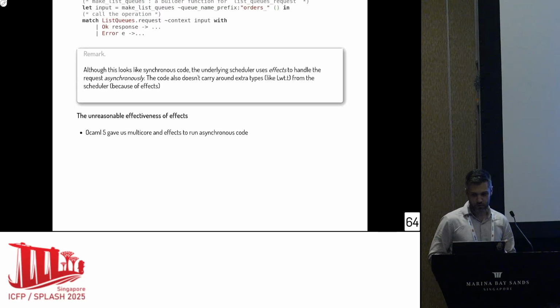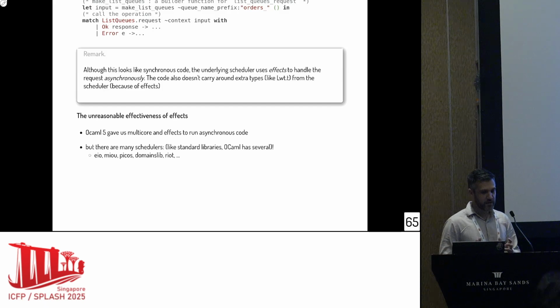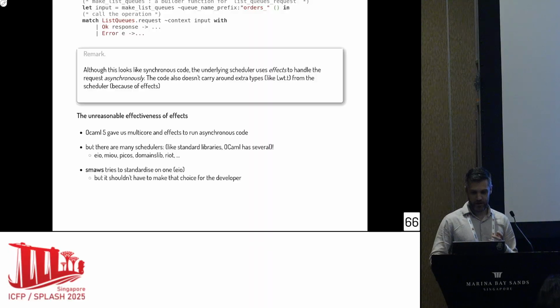OCaml 5 gave us multicore and effects to run asynchronous code, but this has spawned many schedulers, like standard libraries, I guess. I chose EIO for smaws, but this isn't something that I should have to impose on the developer, which is a point I'll expand on a little bit later.